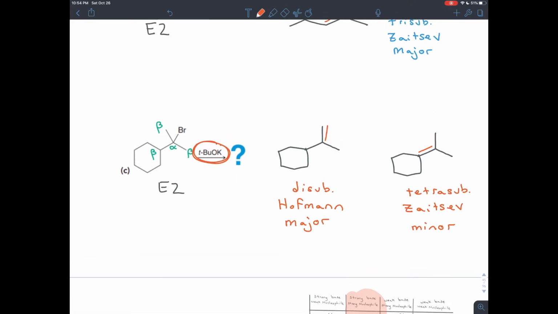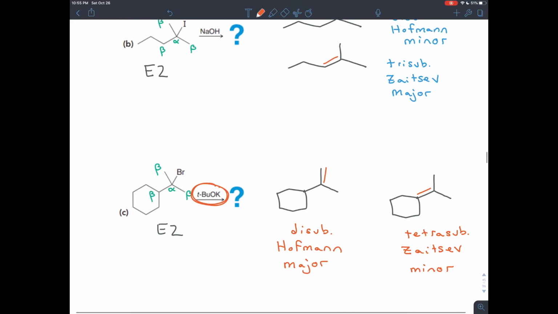Notice that we don't have to worry about cis and trans isomers here, because in each case we have a carbon that's bonded to the same thing twice. So this carbon on the top is bonded to 2 hydrogens. This carbon at the right is bonded to 2 methyl groups.